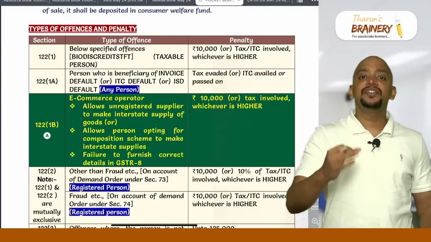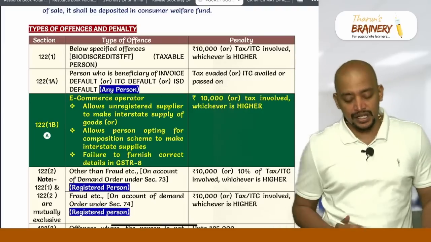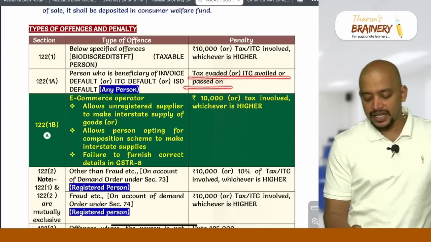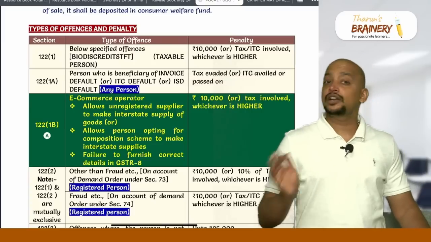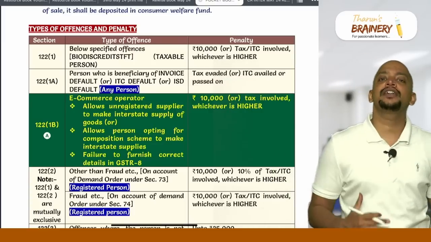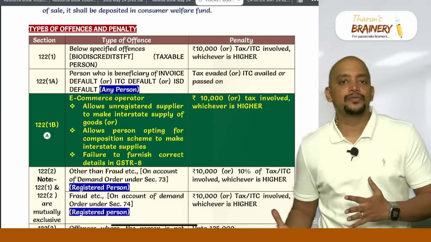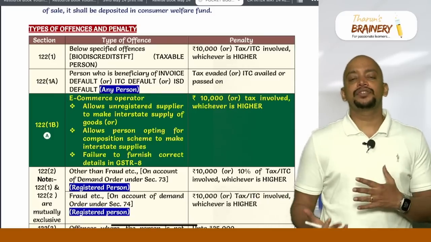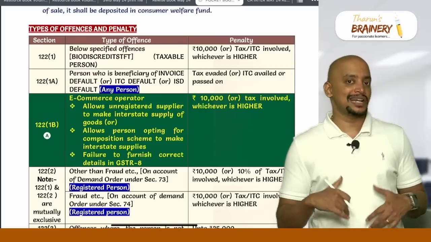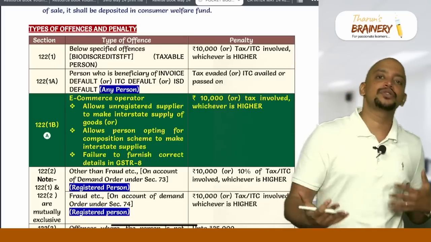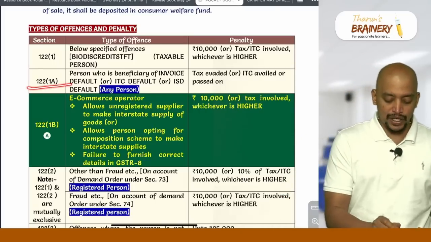It is not the benefit that he has retained; the total amount involved in the offence, that is tax evaded or ITC availed or passed on, will be taken, not the amount retained. For example, 500 crores worth of fraud or tax evasion is involved, but out of that 500 crores, 50 crores is the benefit that he derived. Not 50 crores, the entire 500 crores will be taken as the penalty amount under 122(1)(a).